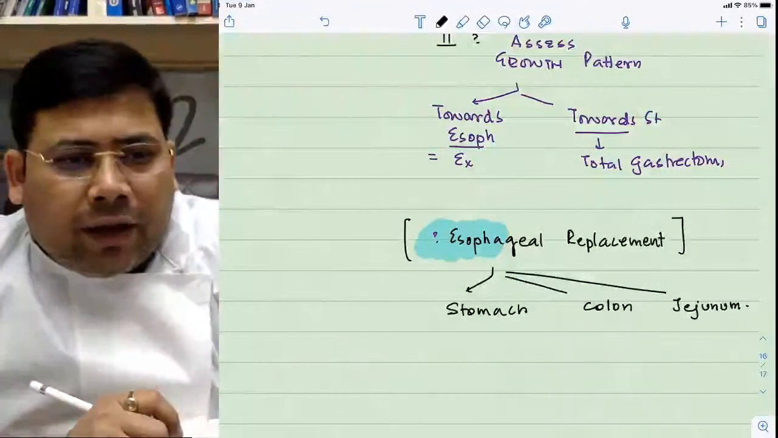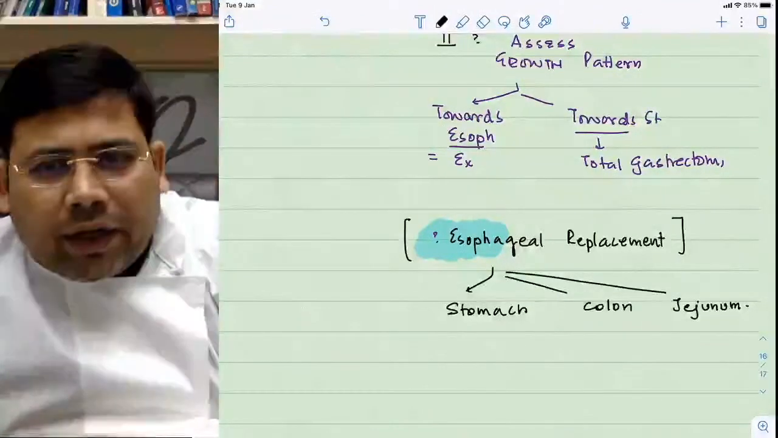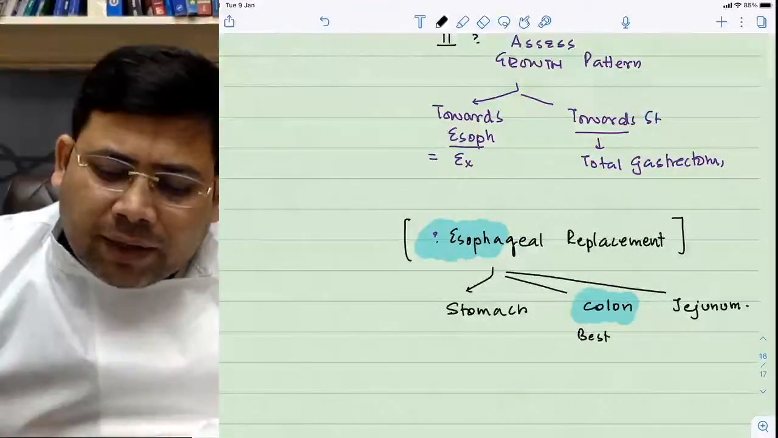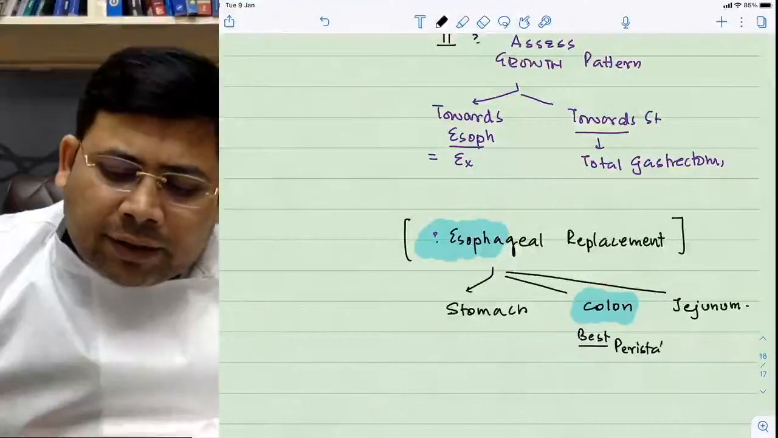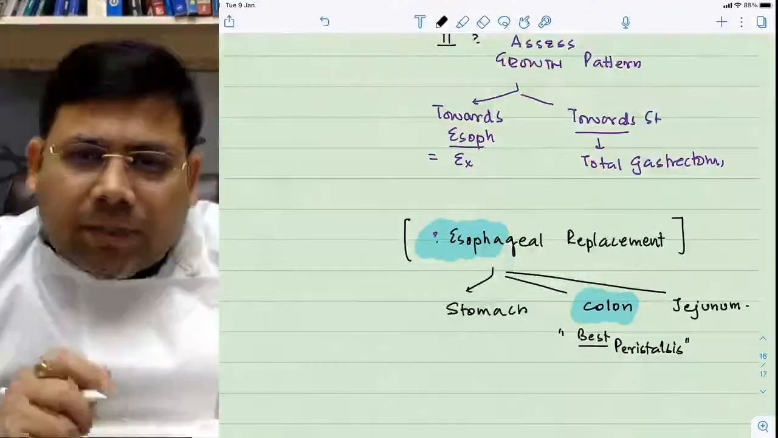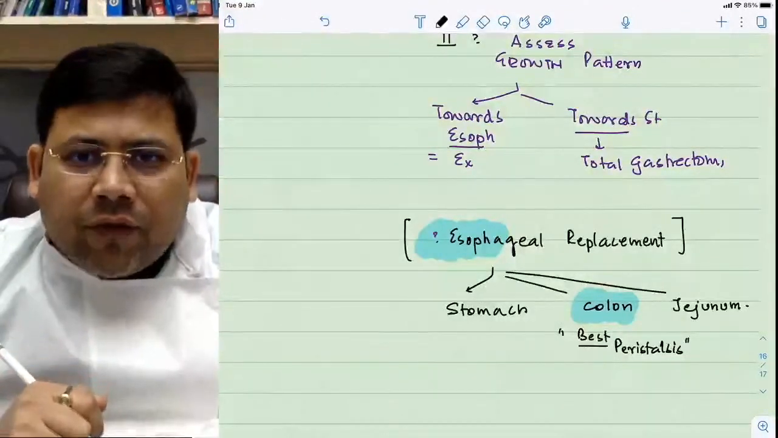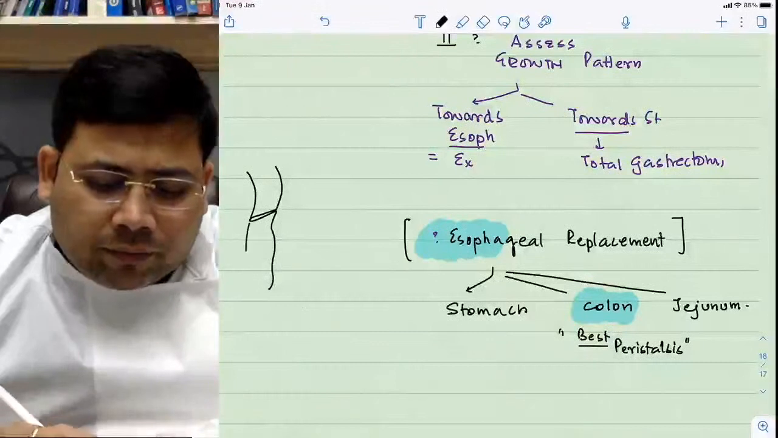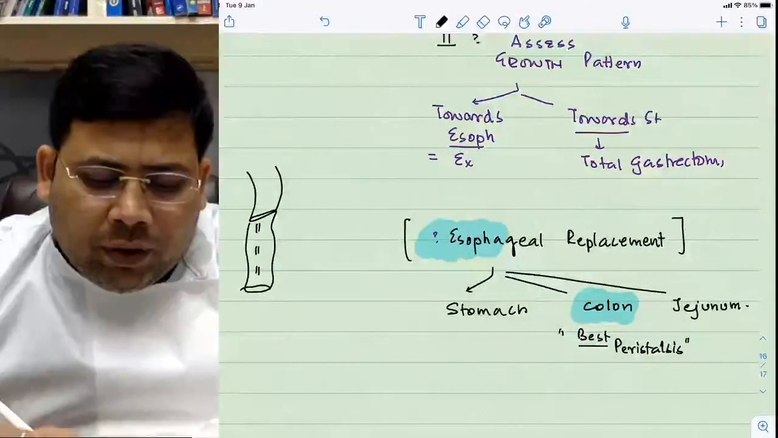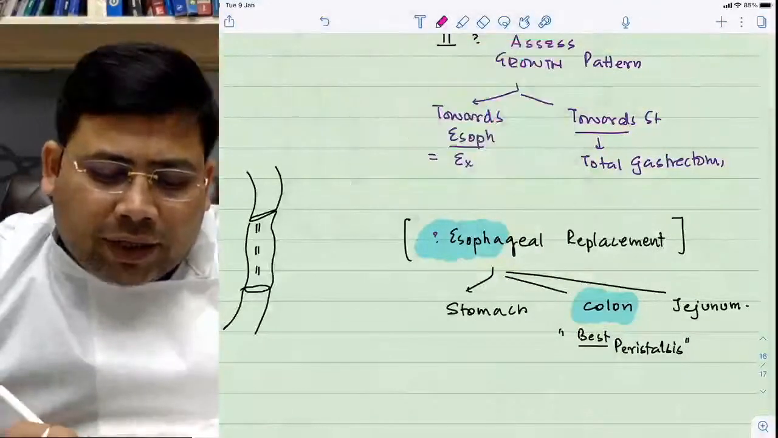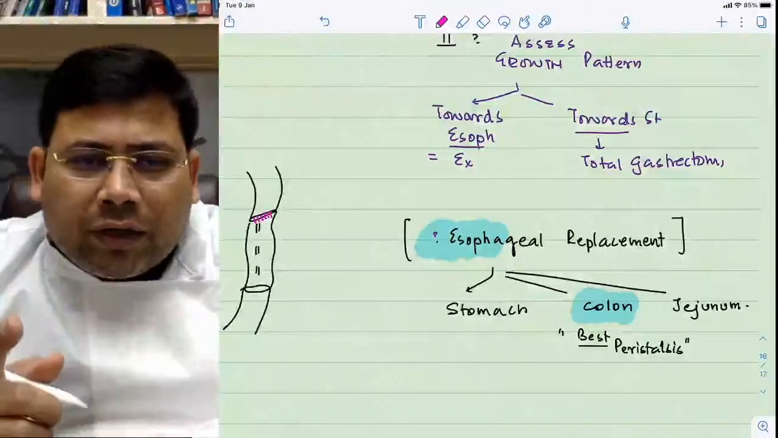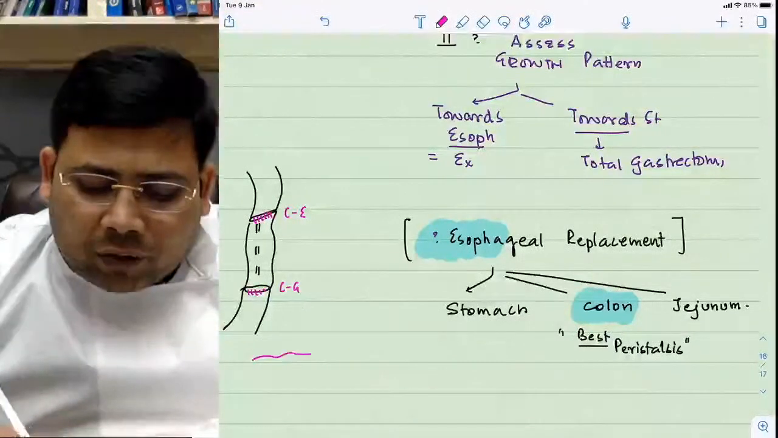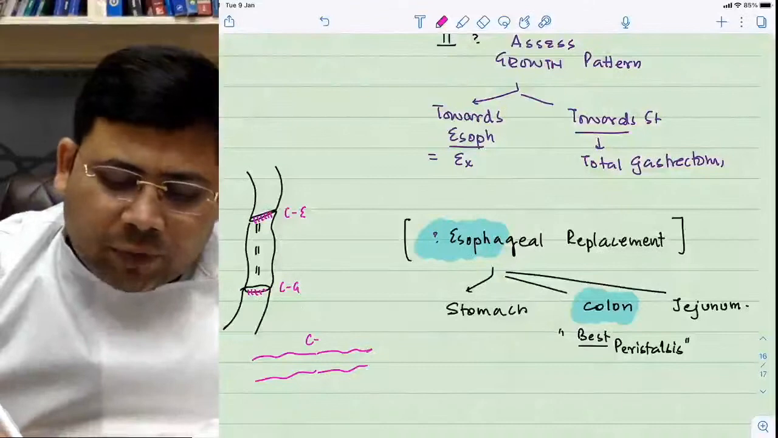Remember, there was an era when we used to talk about the colon. Why colon? Because the colon has the best peristalsis. It should have been the best option. But the problem is that you require a lot of anastomoses. Whenever you do a colonic pull-up, what are the anastomoses that you need to do? Try to understand: one anastomosis will be the coloesophageal, one will be the cologastric, and then from the part where you have taken out the colon, there will be a colocolic anastomosis.